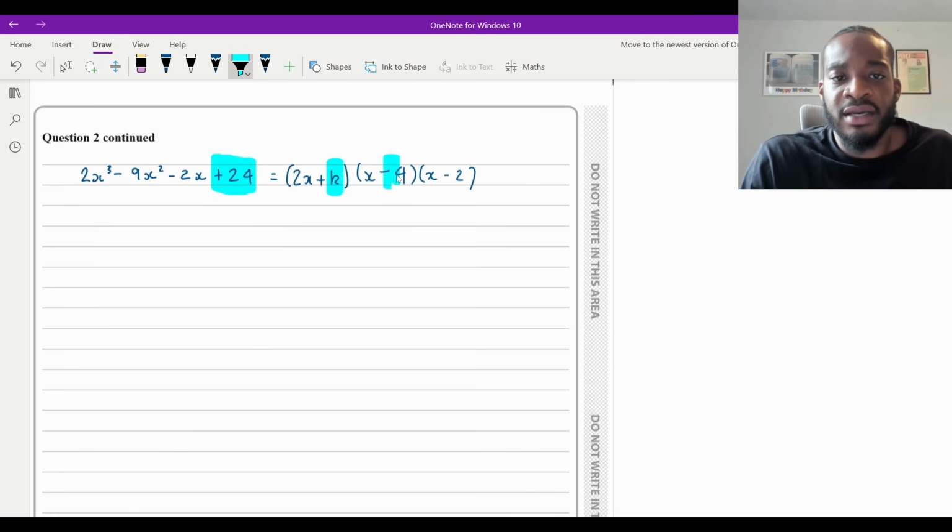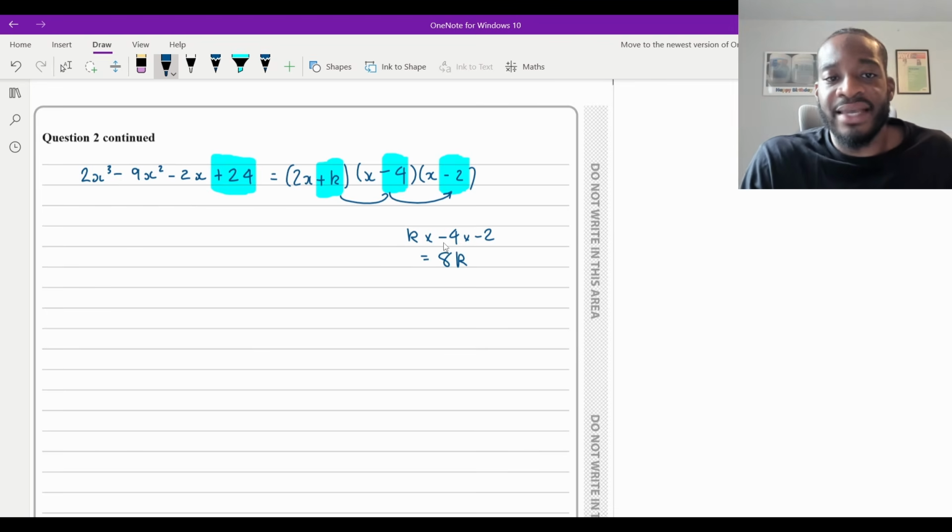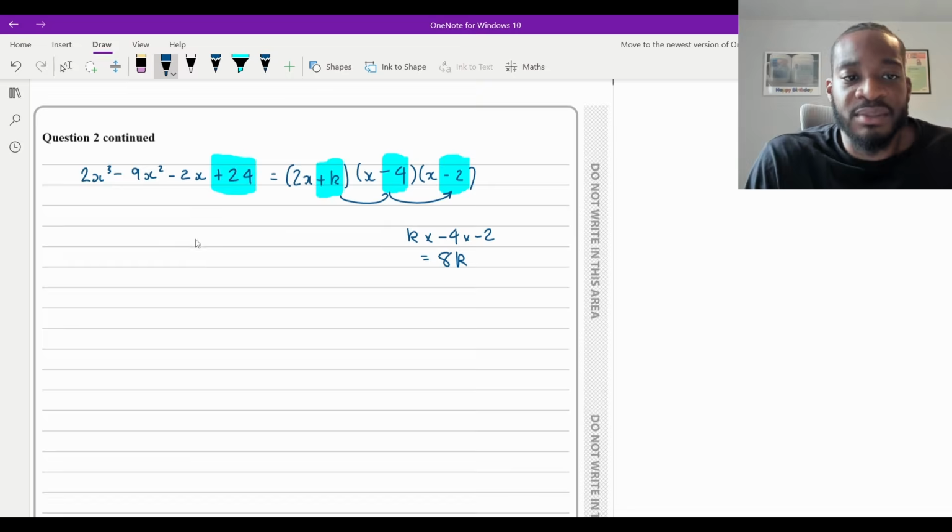So that constant there, and that constant there, right? If I times all of those together, let me highlight the plus k as well. So it's going to be k times minus 4 times minus 2. That is going to equal a positive 8k. Now, this is the constant term on the right-hand side. Because I know it's equal to the left, the 24 must equal that 8k.